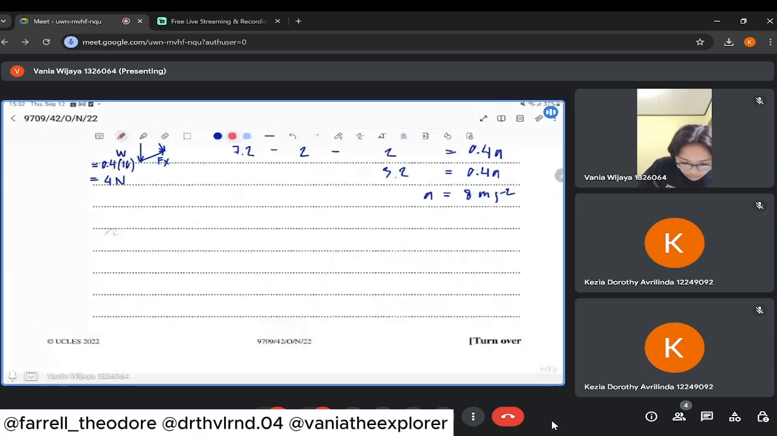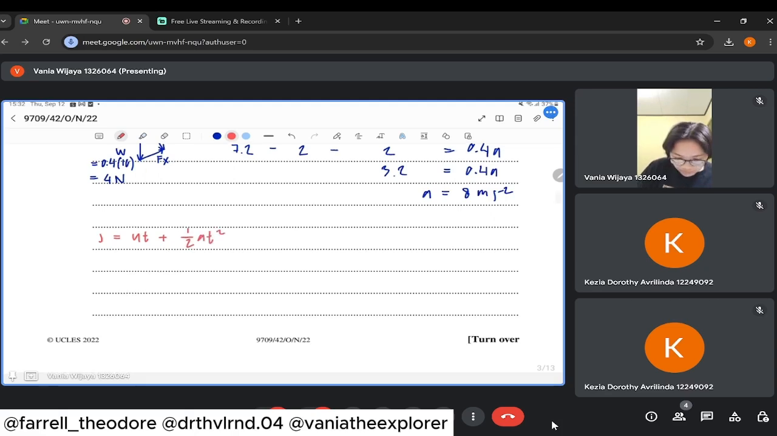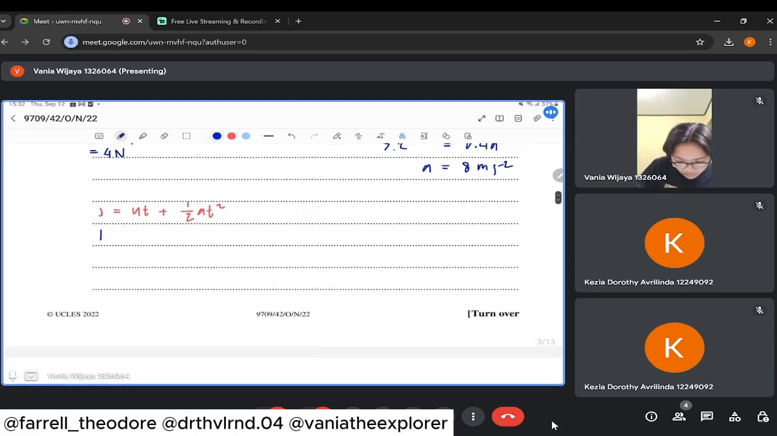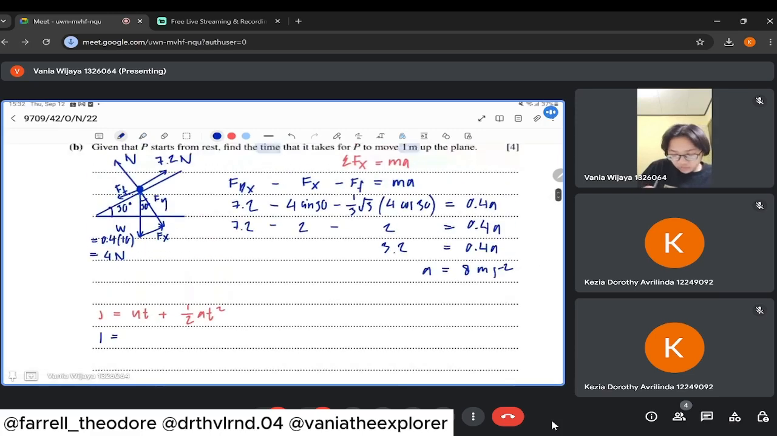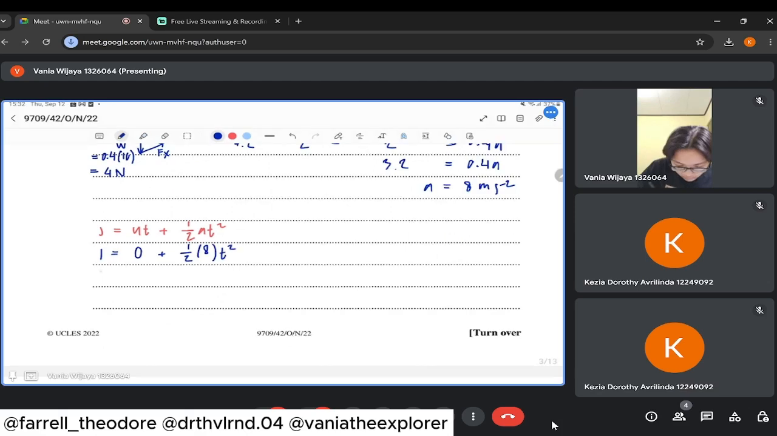Next we use the kinematics formula, which is s equals ut plus half at squared. s is 1 meter, and since it starts from rest, u is 0, half at squared. So now 1 is equal to 4t squared. So t is equal to 0.5 second.